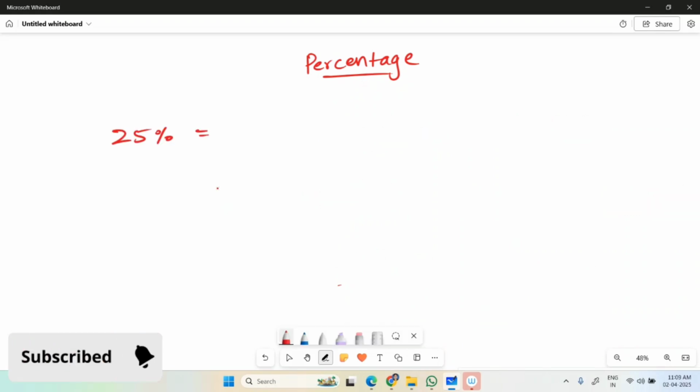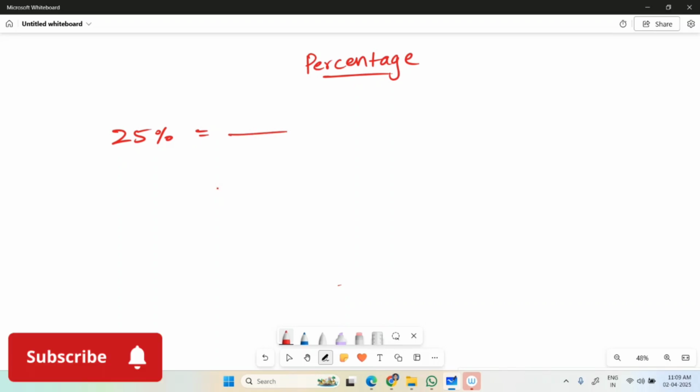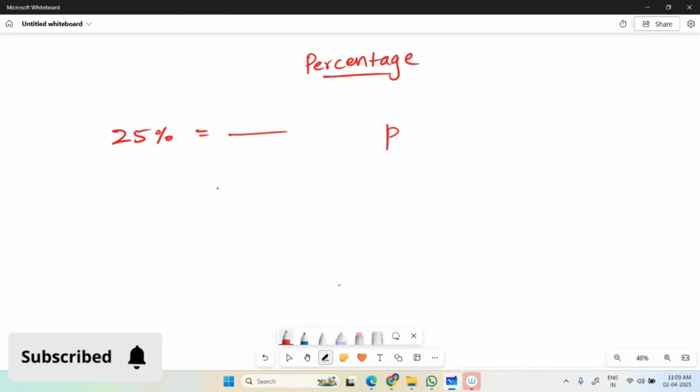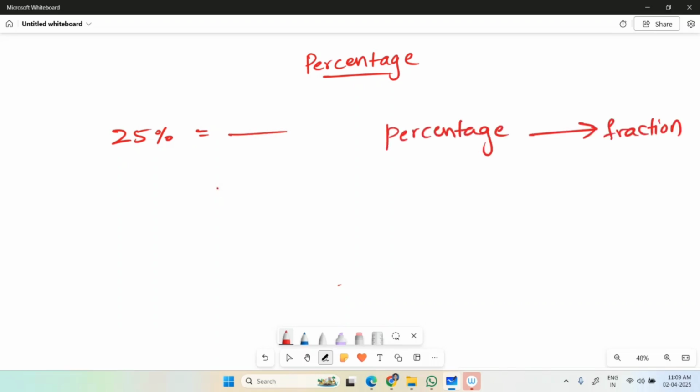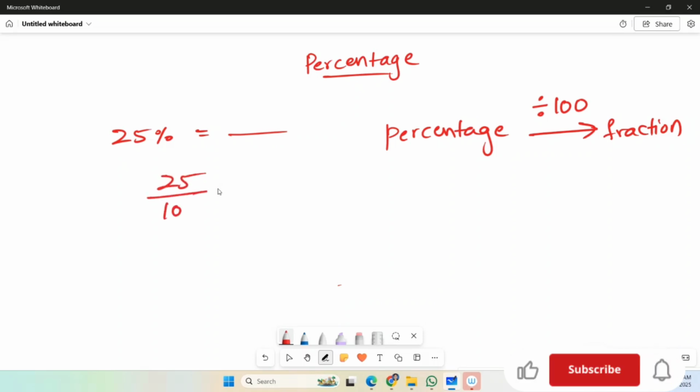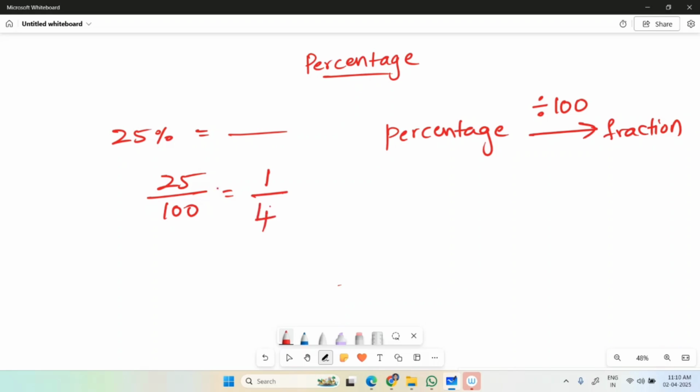Let's convert 25% into a fraction. While converting a percentage into a fraction, we always divide by 100. So here 25% is 25 out of 100. If you convert this into the lowest fraction, both 25 and 100 are in the 25 times table. So 1 out of 4. 1 out of 4 is the fraction for 25 percent.